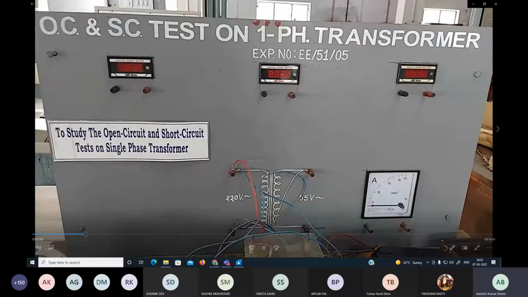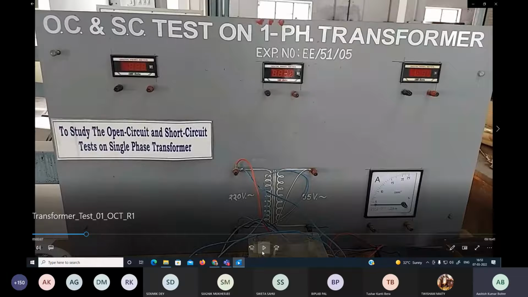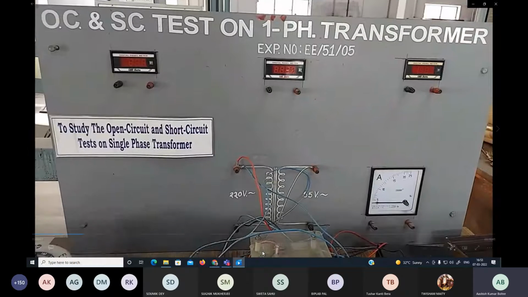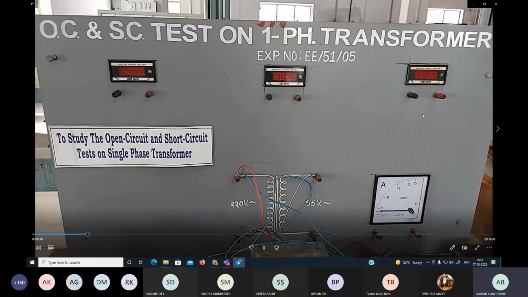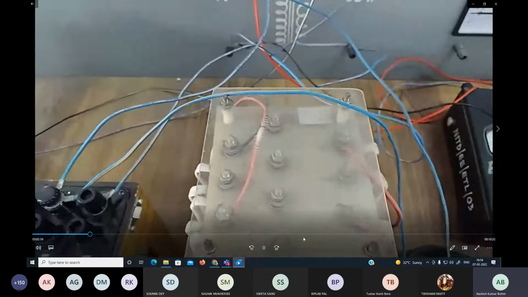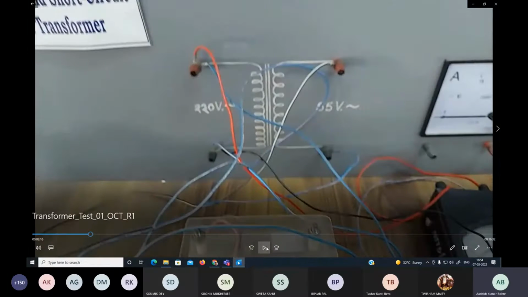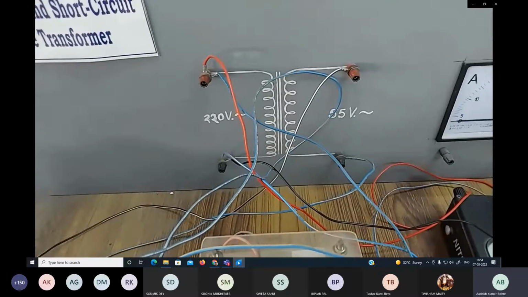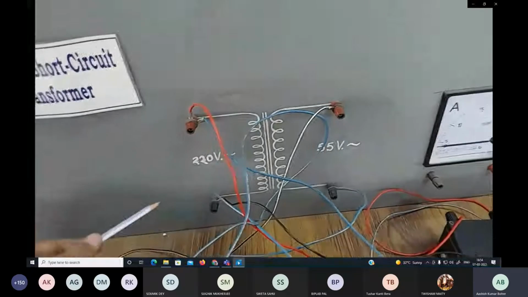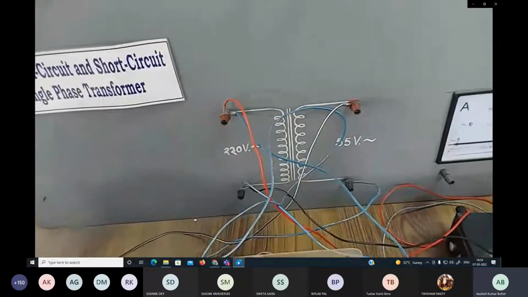Today we are performing the open circuit and short circuit test on a single phase transformer. Now it is properly audible and visible also. So here we have this single phase transformer, with primary and secondary. We can change primary and secondary as per the requirement of the system when performing the open circuit or short circuit test.